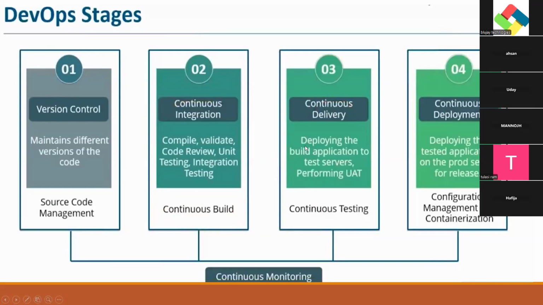So continuous delivery means deploying the built application to the test servers, performing UAT and performance testing. This is continuous testing. Then continuous deployment means deploying the tested application on the prod servers for the release. Then configuration management and containerization. Finally, after deploying the application, we need to monitor it. If the application crashes or the application server is down or the container is down, who will monitor the application?